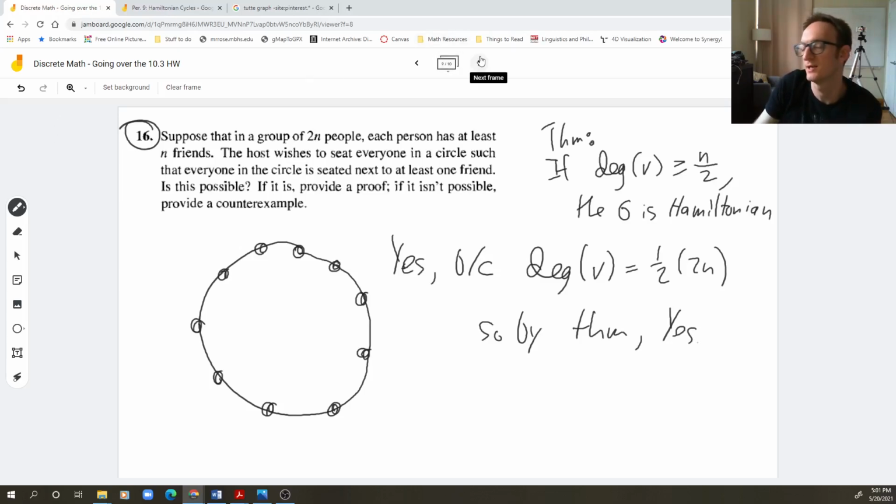It's kind of the way we already talked about the theorem in the first place, right? This is a good way of thinking about the theorem that we proved. If you go to a party and everyone is friends with at least half the people, is what I kept saying over and over again, then a Hamiltonian cycle exists.